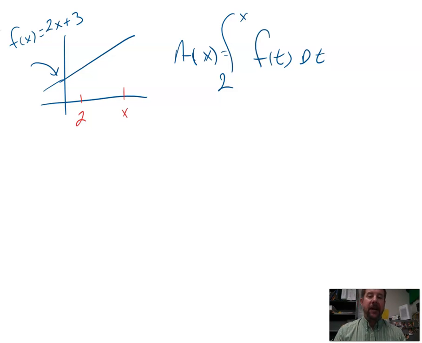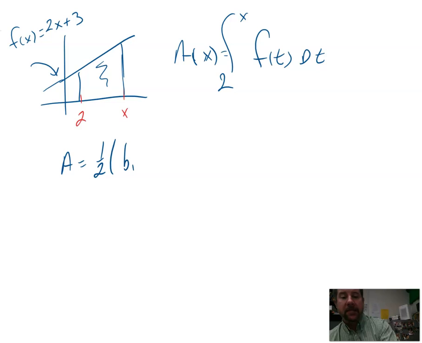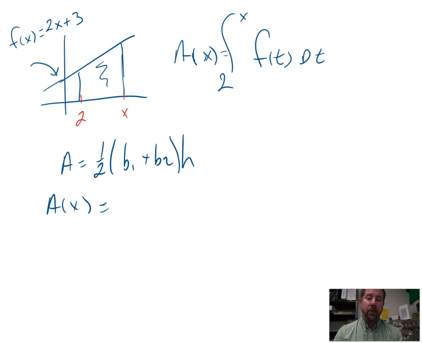I want to find an expression for the area for any value of x. So if we continue to use this idea that this is a trapezoid, we can find the area similarly to the way we found it before, with 1/2 base 1 plus base 2 times the height. I can do this all in terms of x, so that I have a function A of x, exactly the same as that one, but as a polynomial.